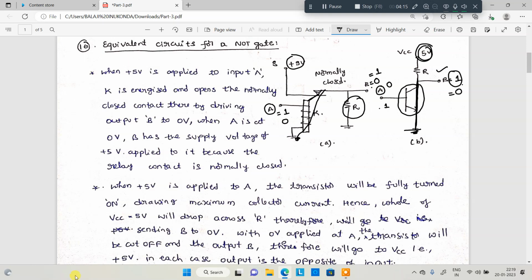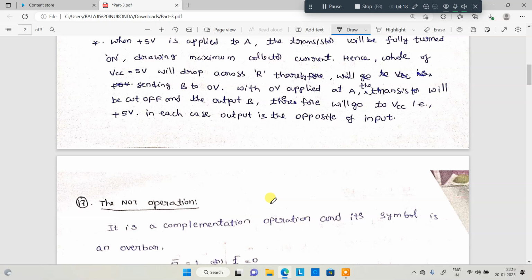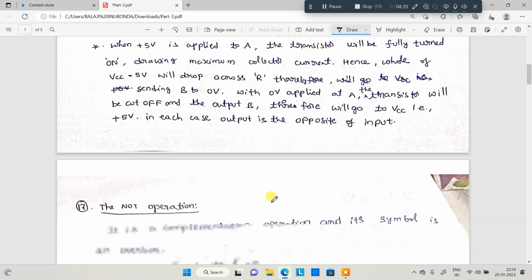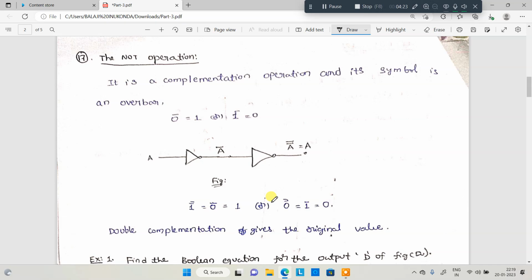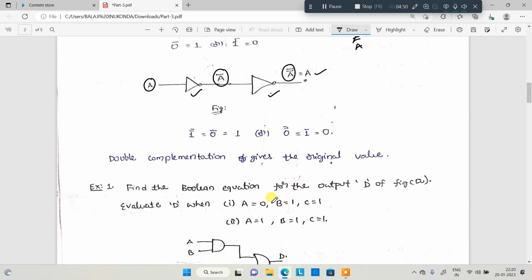So all this was the theory explanation of what exactly it is. Next we are moving to the NOT operation in a logical manner. For example, what will happen if two NOT gates are connected in series, cascaded? The output of the first is A bar, and connecting again gives A double bar. Both the bars cancel and we get A. That means whenever two NOT gates are connected in series, the output is the same as the input. That is, double complementation gives the original value.